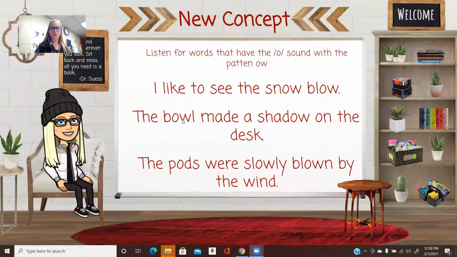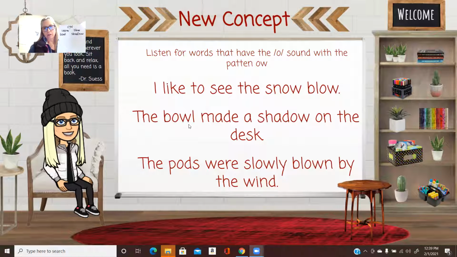The bowl made a shadow on the desk. All right, now that word bowl, that L kind of gives it a little bit different sound, but bowl, and then shadow is a two-syllable word. Shadow would be our two words in that second sentence.